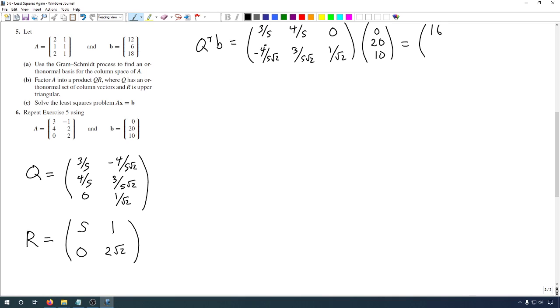Let's kind of ignore the square root of 2 parts because that's just going to be on the bottom anyways. So we have negative 4/5 times 0. We have a 3/5 times 20. We have a 1 times 10. 3/5 times 20 is going to be a 12 plus 10. It's going to be a 22.